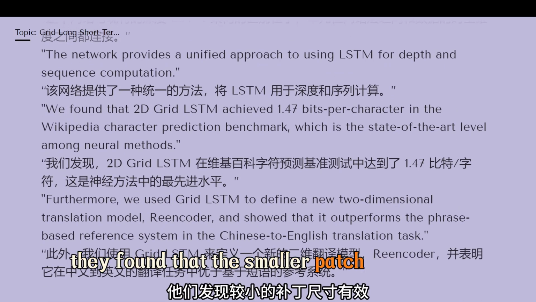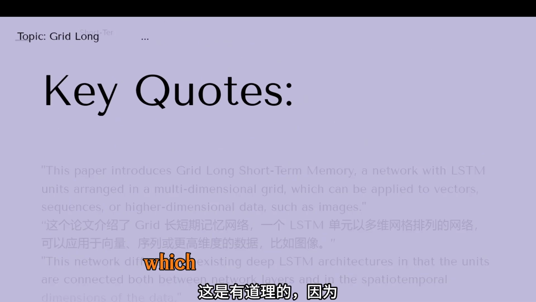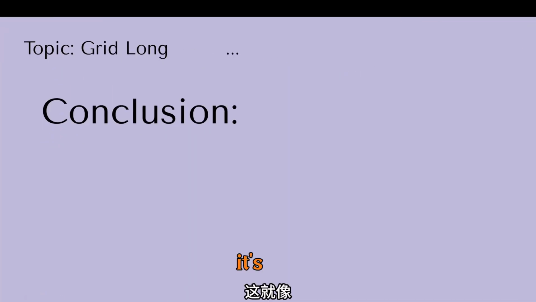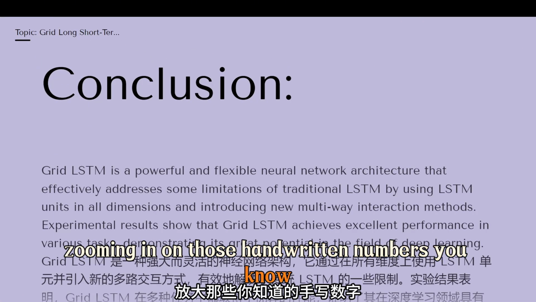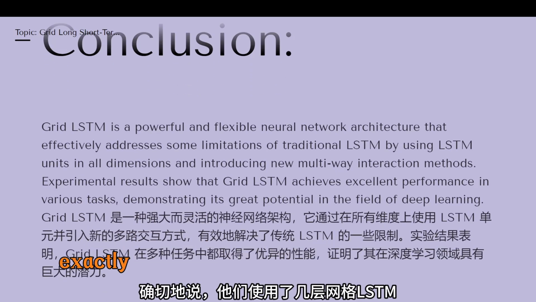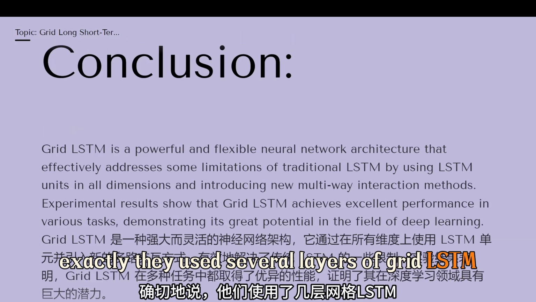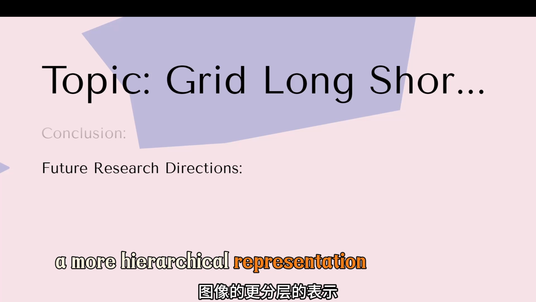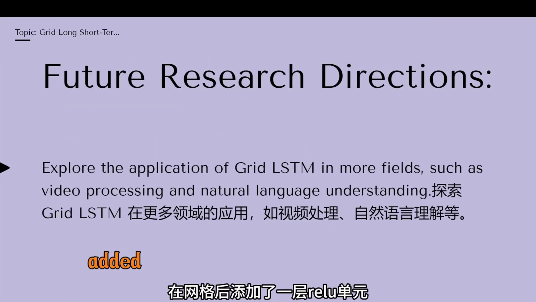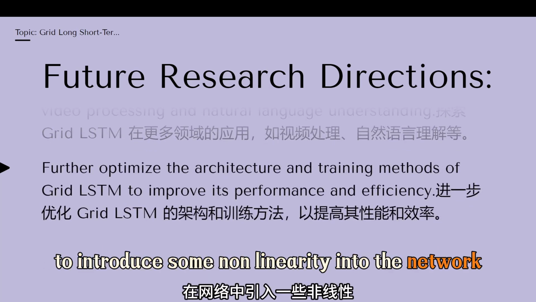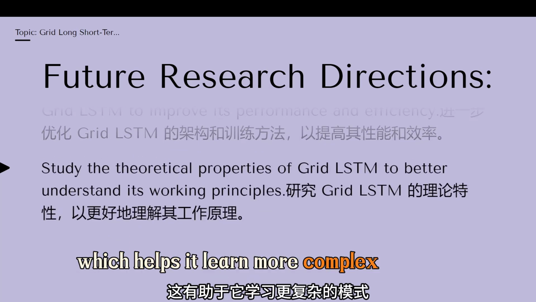They found that the smaller patch size worked slightly better, which makes sense because smaller patches allow the network to capture those finer details of the digits. It's like zooming in on those handwritten numbers, letting the network really scrutinize those individual strokes and curves. Exactly. They used several layers of grid LSTM, stacking them on top of each other, to create a more hierarchical representation of the image. And they also added a layer of ReLU units after the grid LSTM layers to introduce some nonlinearity into the network, which helps it learn more complex patterns.